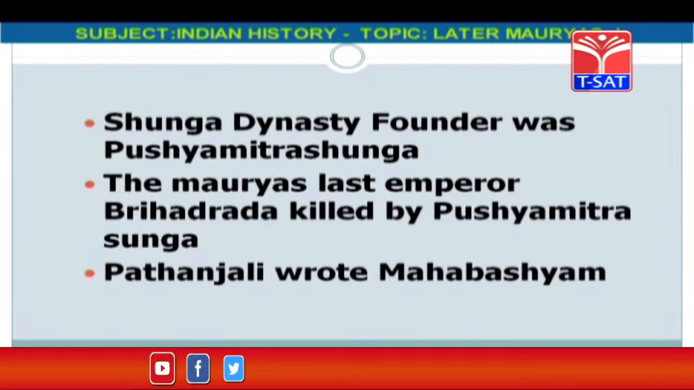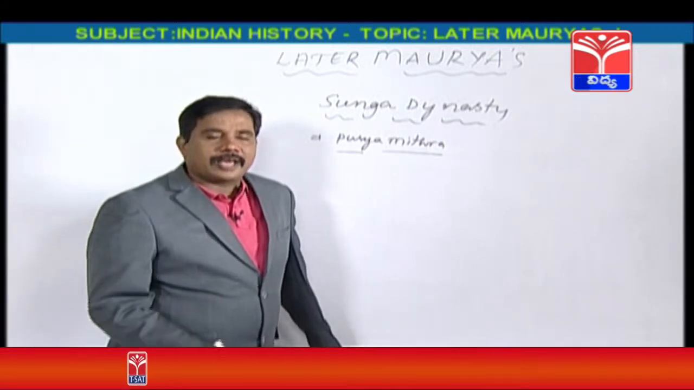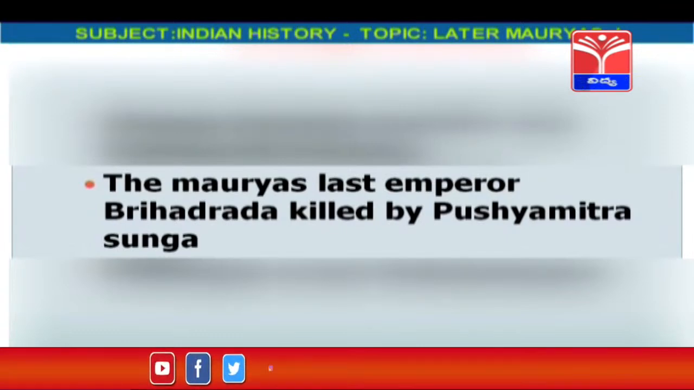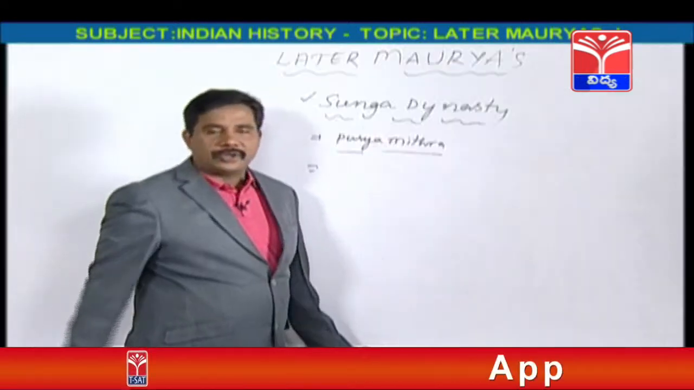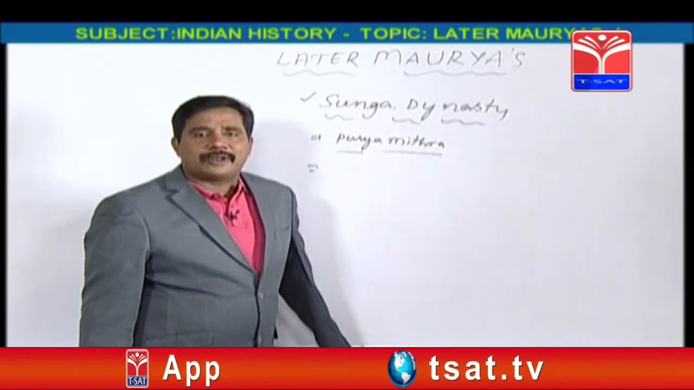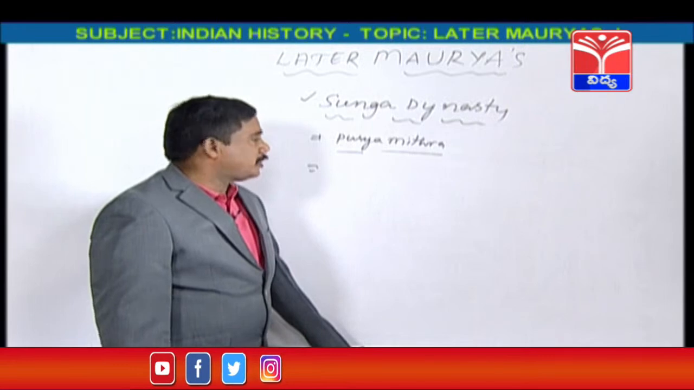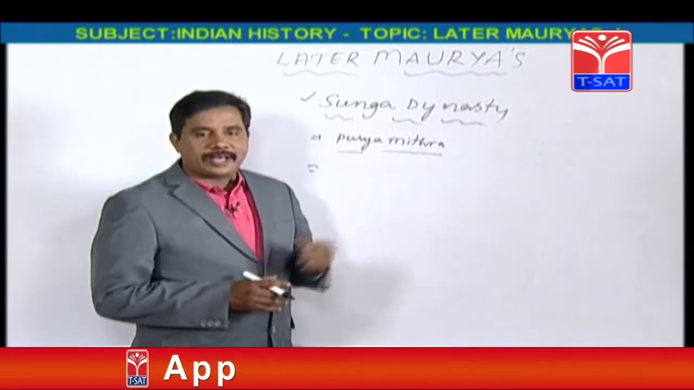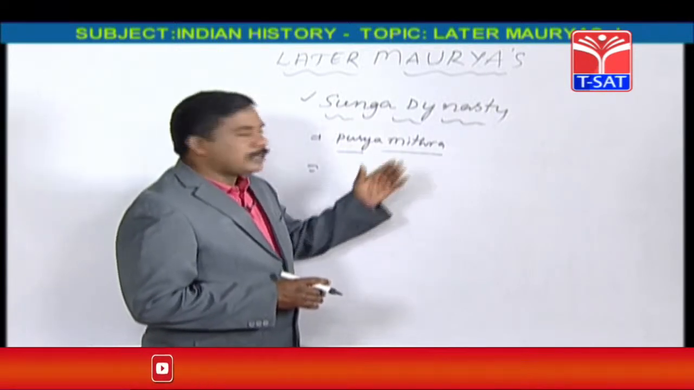The Shunga dynasty's founder was Pushyamitra Shunga. Earlier we know that information. Pushyamitra Shunga killed the last king of the Mauryas, Brihadratha. After killing Brihadratha, Pushyamitra Shunga established the Shunga dynasty. So we should remember the last Mauryan emperor, Brihadratha. He was killed by his army chief as well as minister, Pushyamitra Shunga. So in North India, after the later Mauryas, the dynasty was established by Pushyamitra Shunga.